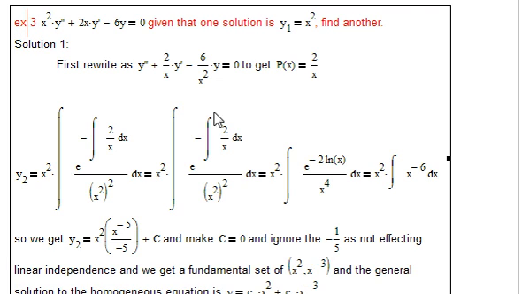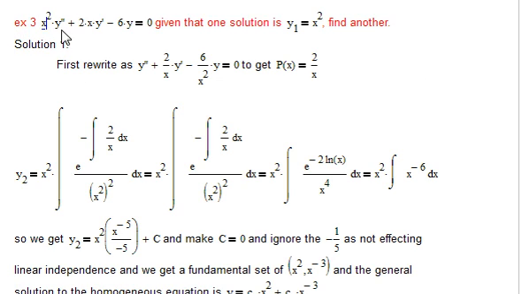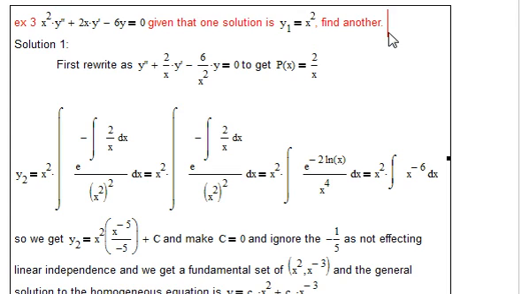So let's look at example 3. We've got x squared times y double prime plus 2x times y prime minus 6y equals 0. And we know that one solution is y1 equals x squared. We need to find another solution. So here's one way of looking at this one.